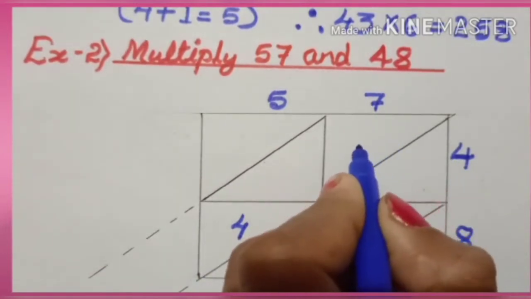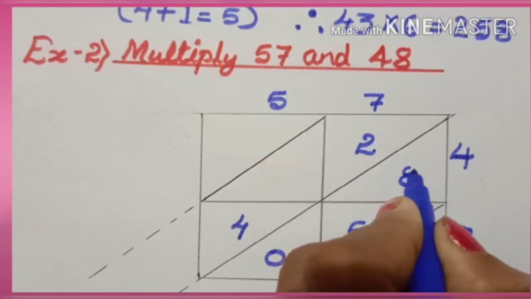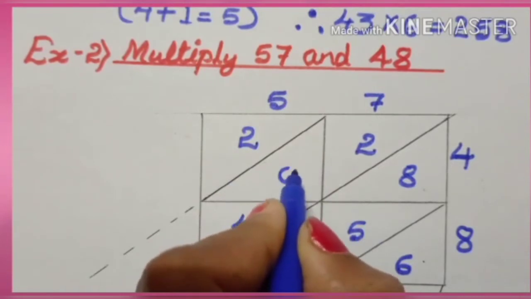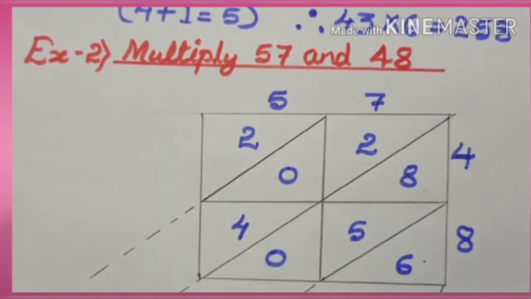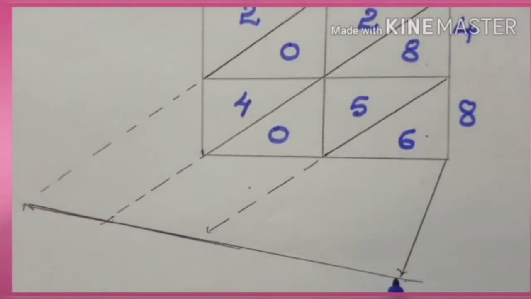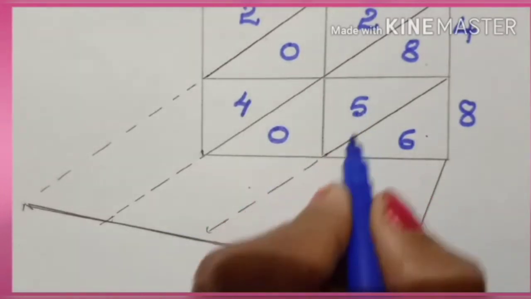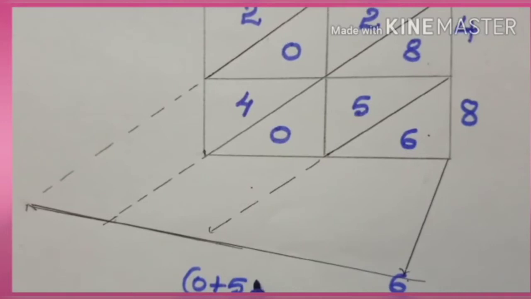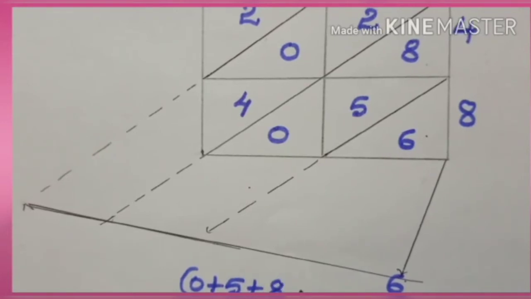Now multiply tens. 7 4s are 28. 4 5s are 20. Right? 20 in the box. Now add it all. 6. Right? As it is, 6 here. Now 0 plus 5 plus 8 is equal to 13.